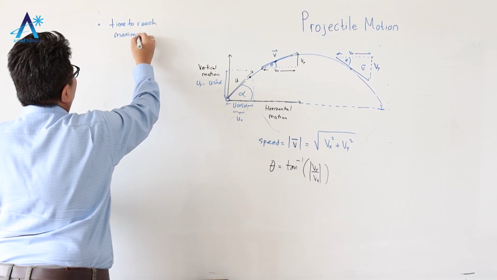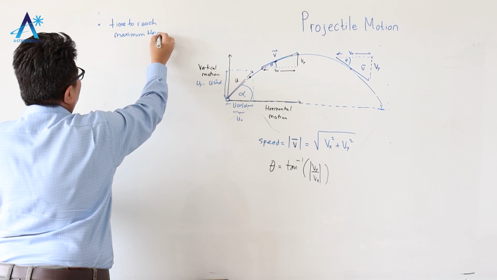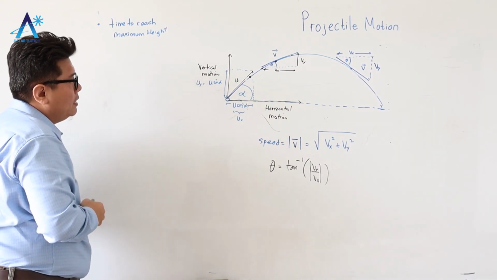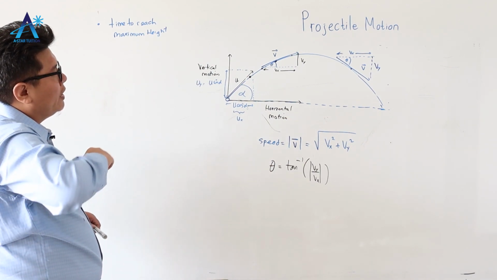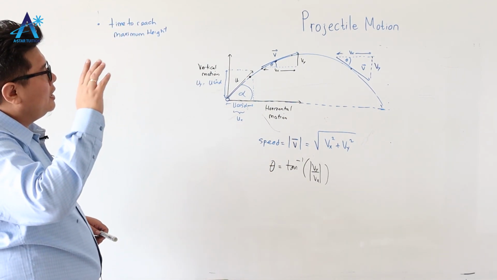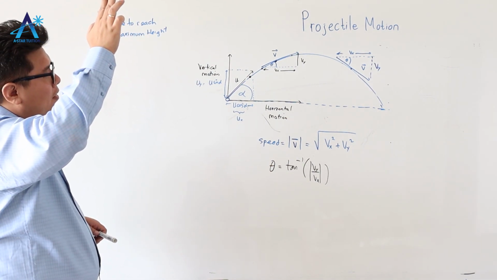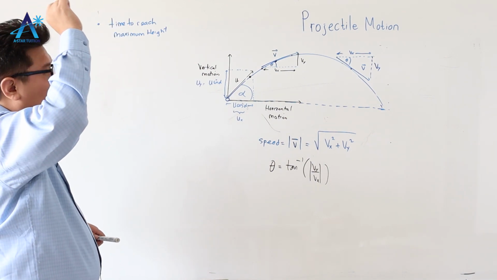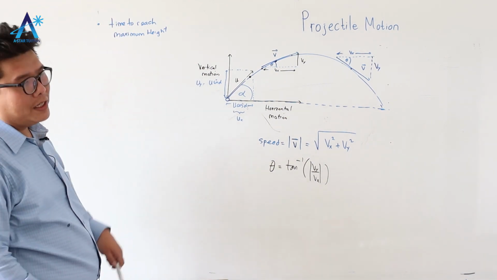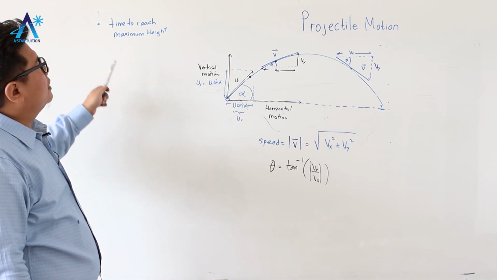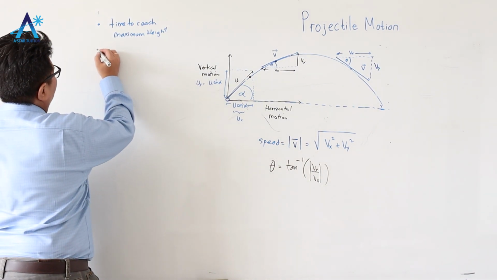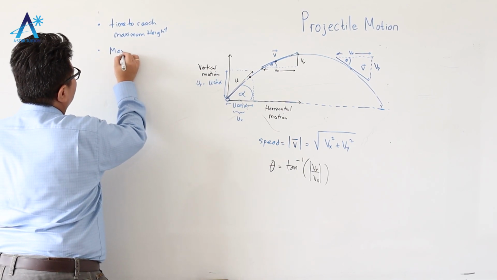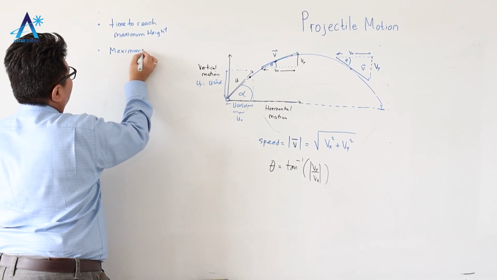maximum height. Now remember, due to gravity, the particle will start going up, and then vertically it will slow down, and later it will reach the maximum point vertically, which is the maximum height. We want to calculate how long it takes to reach maximum height. And second is obviously the maximum height itself.